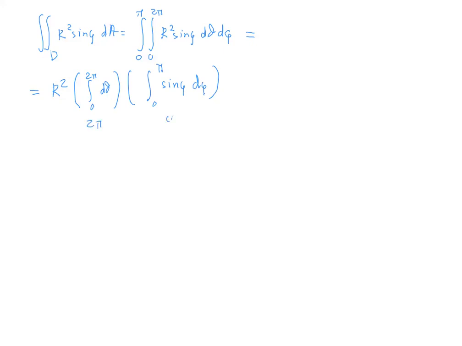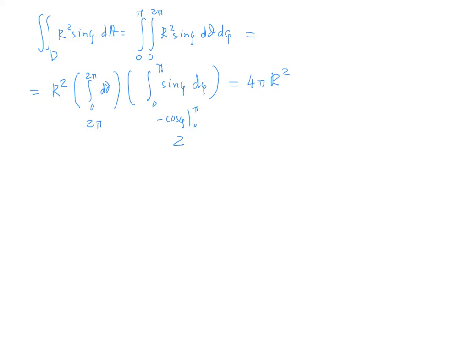So this will be 2 pi, obviously. This has antiderivative negative cosine phi from 0 to pi. I think we've seen this a few times. It's negative cosine pi minus negative cosine 0. It's negative 1 minus 1. It's 2. So the whole thing is 4 pi r squared. Okay, so that's the surface area of the sphere. And you know what? At first, there's nothing more to make of this.